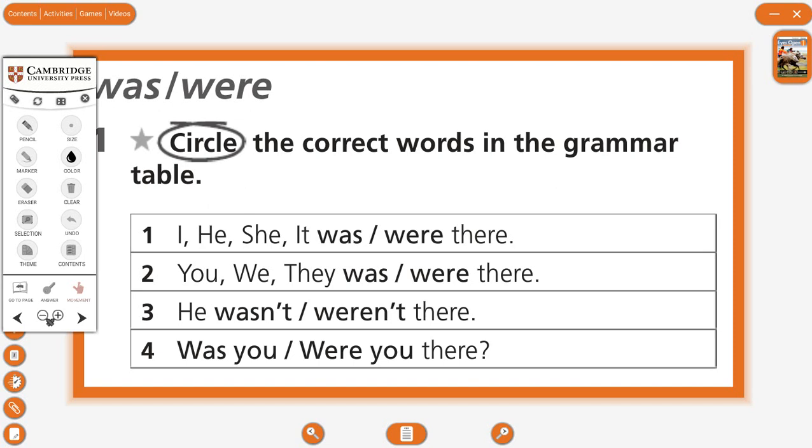We use I, he, she, it, was. So we have to say was in here. You, we, they, which one of them? Yes, were. He wasn't or weren't there? We use was or wasn't with he as a subject pronoun. And was you or were you? We use were with the subject pronoun you. Were you there? Now check your answer, please.